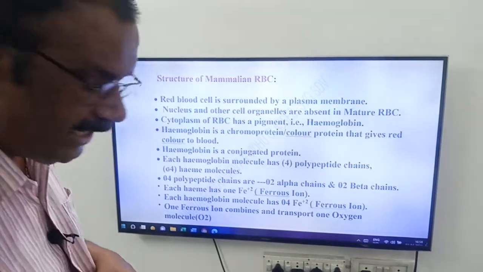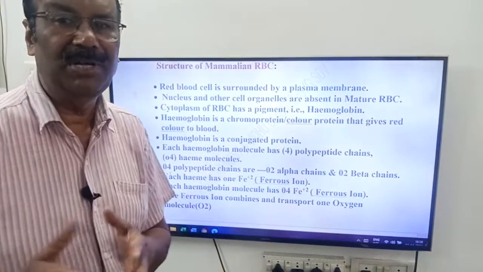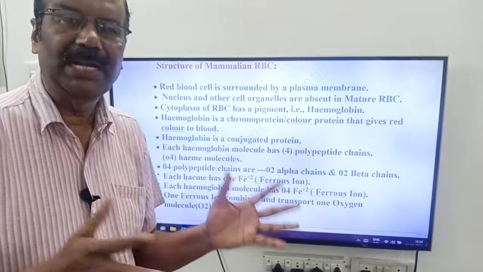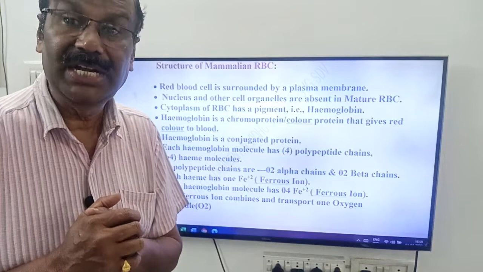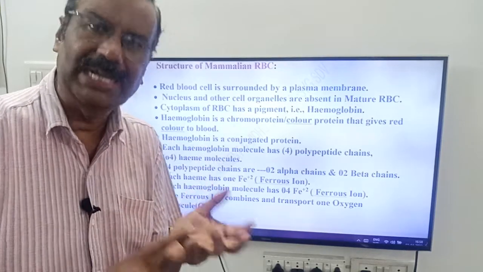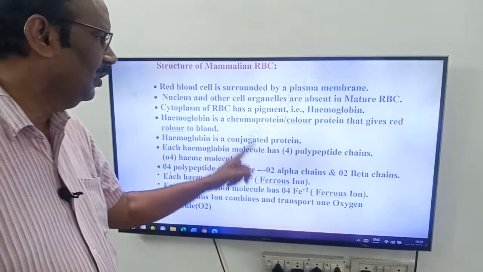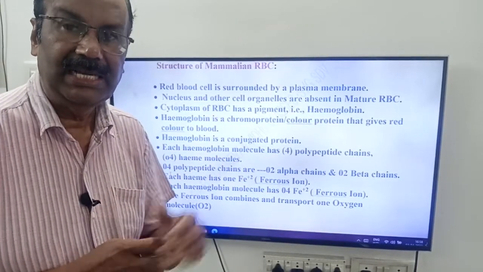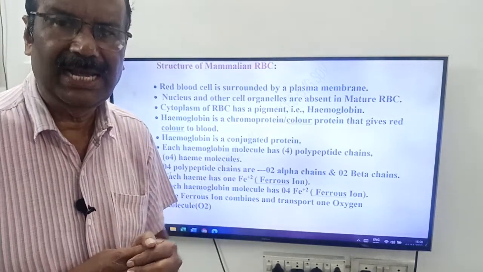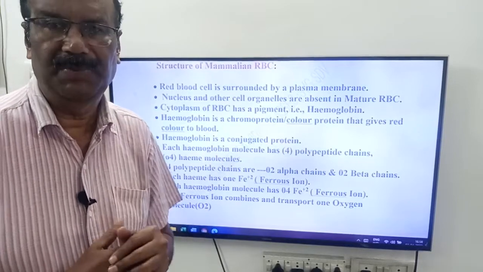Okay, friends. Hemoglobin is a conjugated protein, friends. Conjugated protein means what, friends? A protein part and a non-protein part combined, called as what, friends? Conjugated protein. Now we'll see, friends. Each hemoglobin molecule has 4 polypeptide chains. It has heme and globin. Globin is the protein part, heme is the non-protein part.